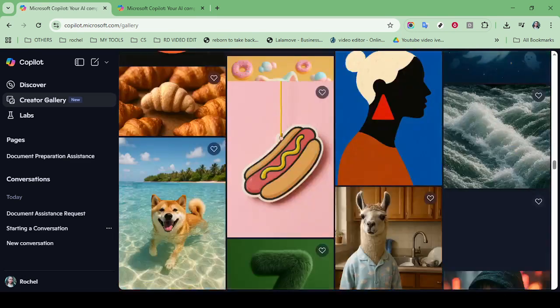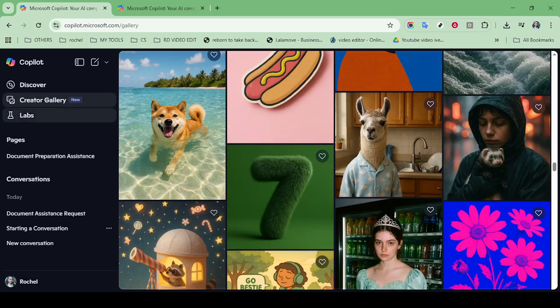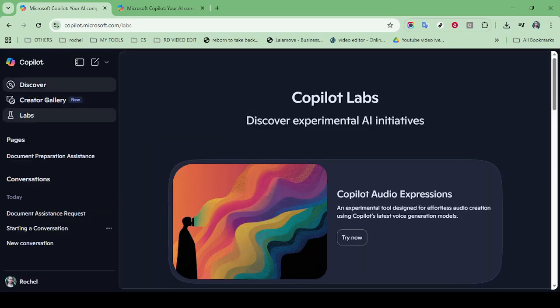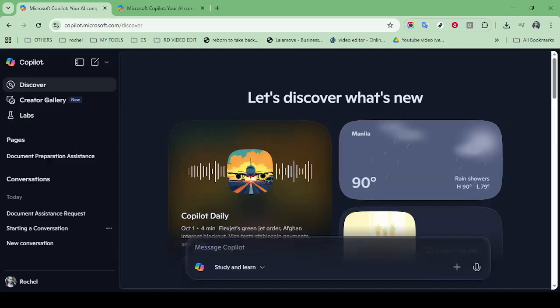By staying organized and leveraging the capabilities of Copilot, you can ensure your communication with suppliers is both professional and efficient.